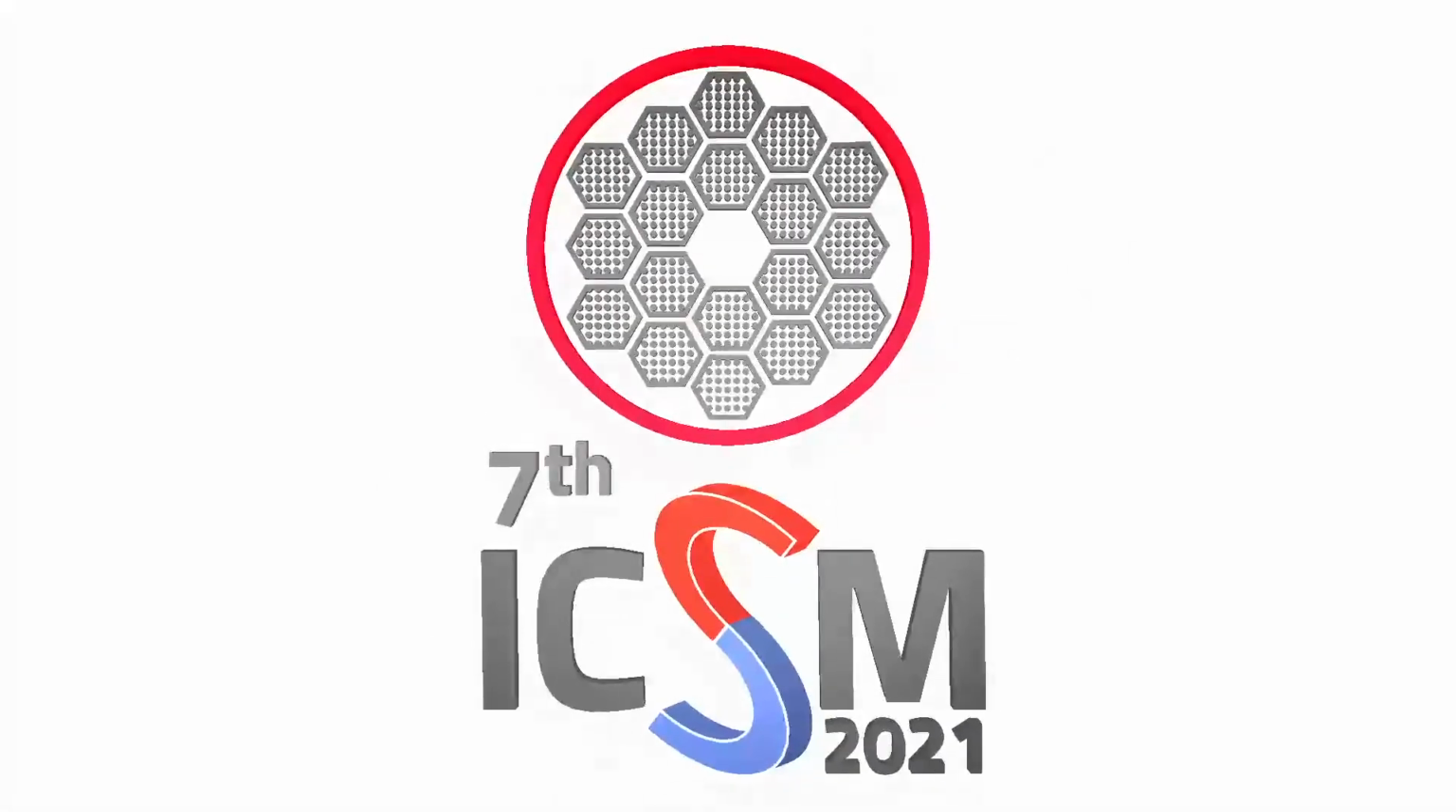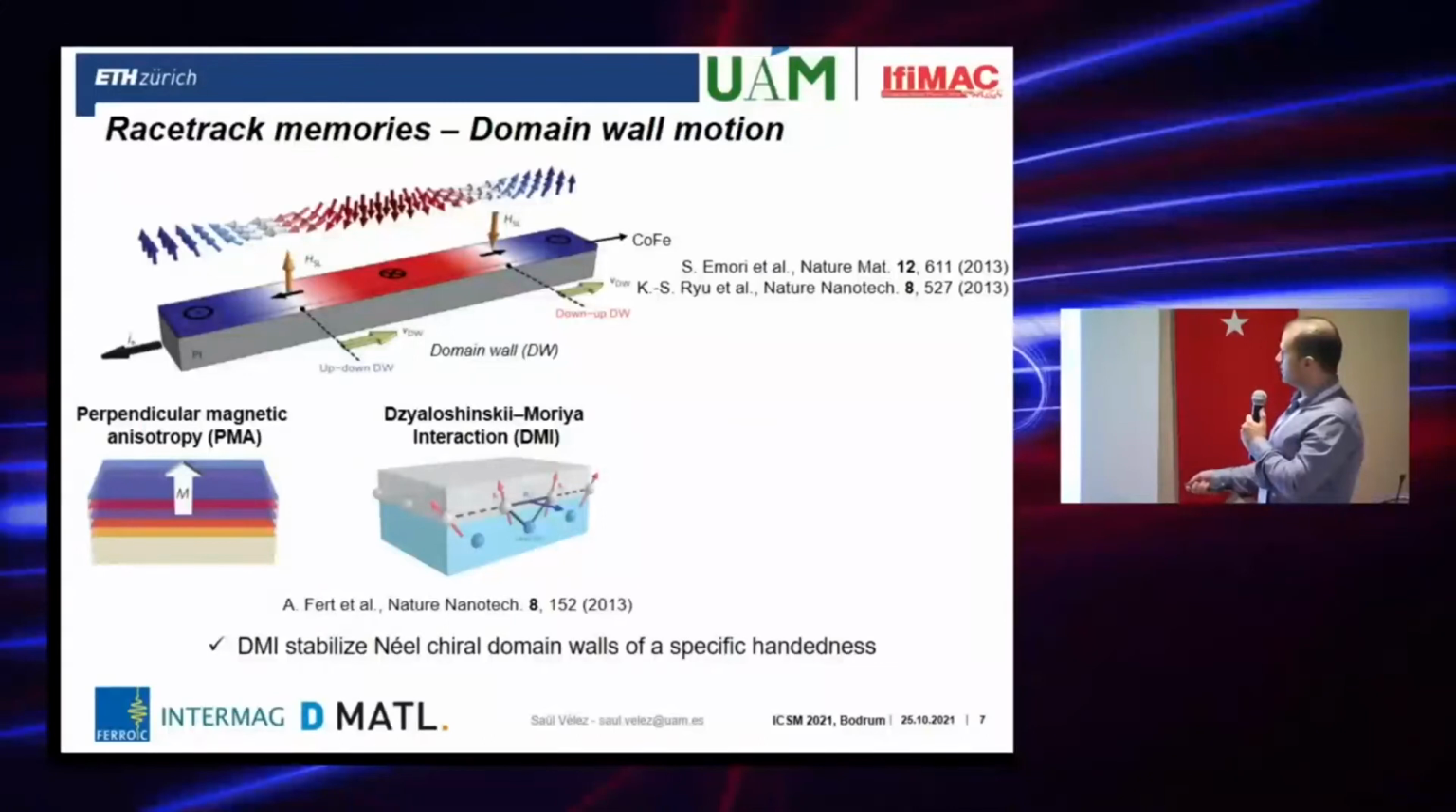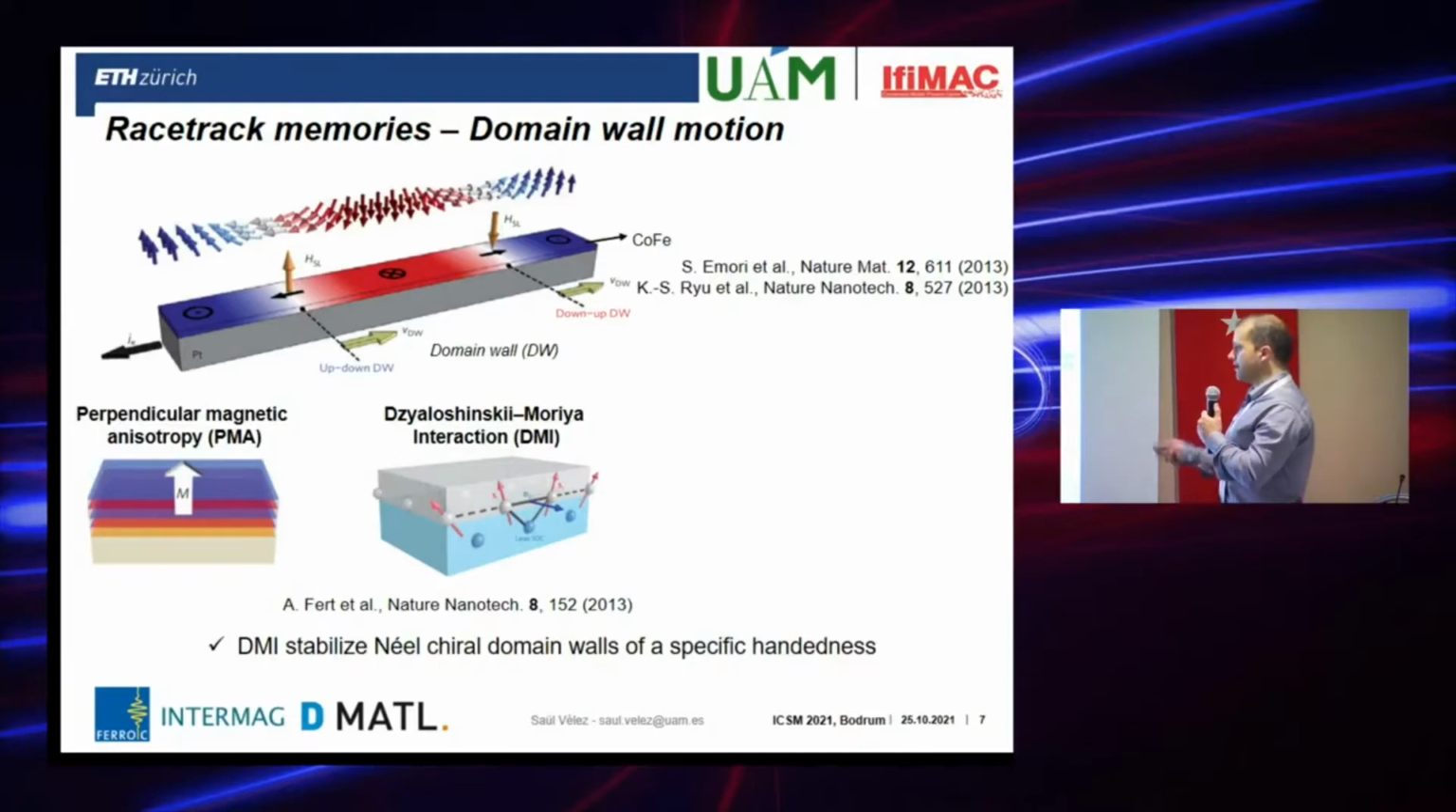We show that the Dzyaloshinskii-Moriya interaction leads to an asymmetry in the magnon propagation. We do it by the Dzyaloshinskii-Moriya interaction. And actually, this platinum layer that is here, because of the spin-orbit coupling, induces a strong Dzyaloshinskii-Moriya interaction at this interface, and this breaks the symmetry of the system, stabilizing homochiral Néel domain walls. And why is that important?